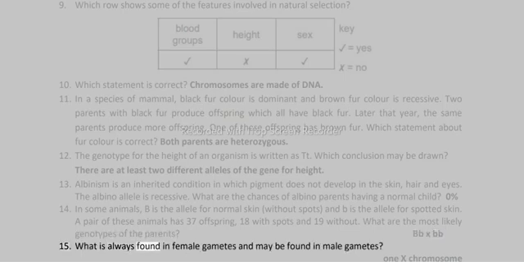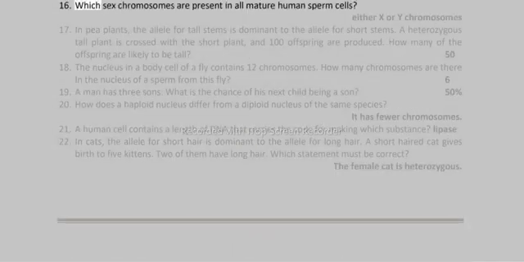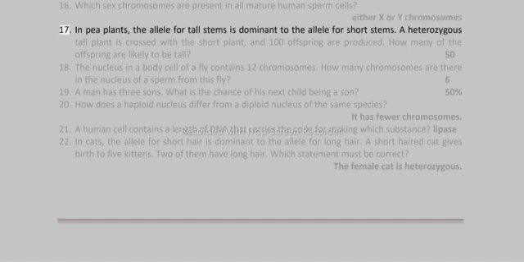15. What is always found in female gametes and may be found in male gametes? 1 X chromosome. 16. Which sex chromosomes are present in all mature human sperm cells? Either X or Y chromosome.